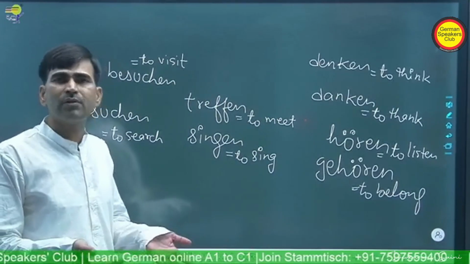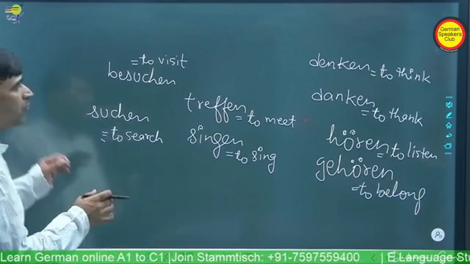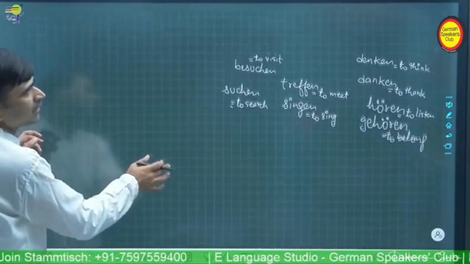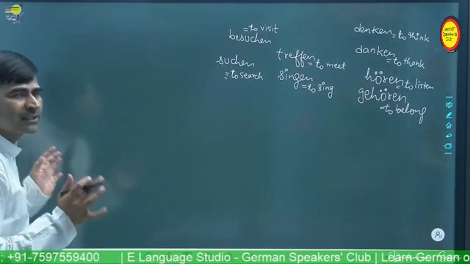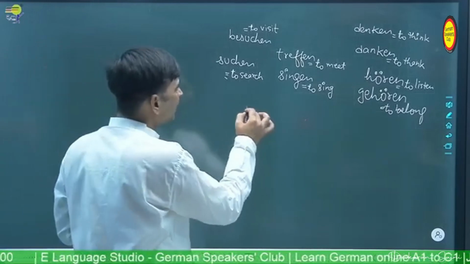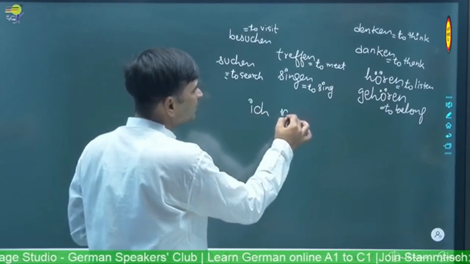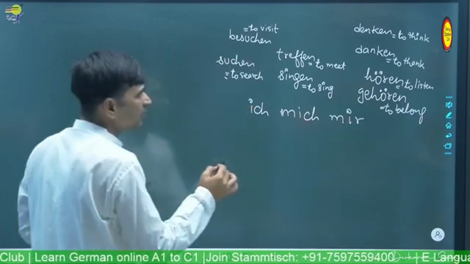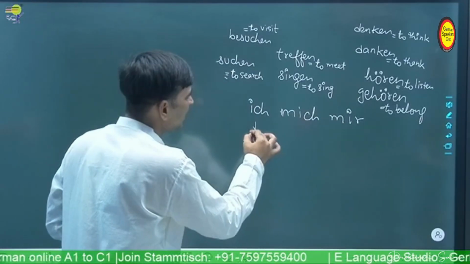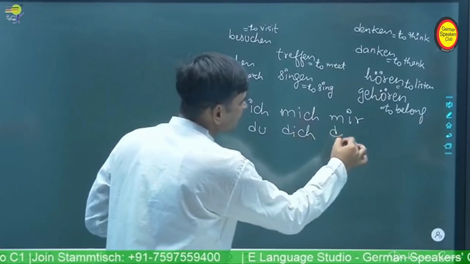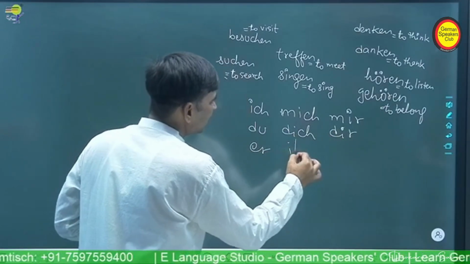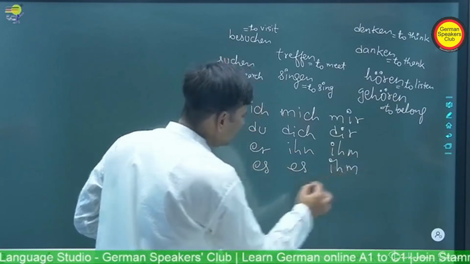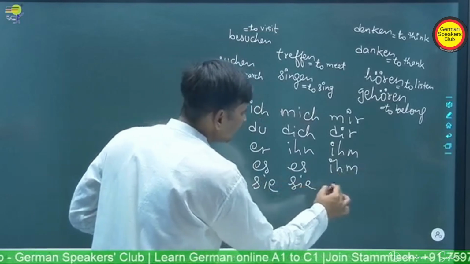Treffen means to meet. Denken is to think. And danken is to thank. Hören is to listen. Now gehören means to belong to. This means that X, Y, Z, whatever verb you write, you can easily identify which category it falls into. So that's very important, right? Don't write anything. I was just testing you if you're able to identify the category of the verb.